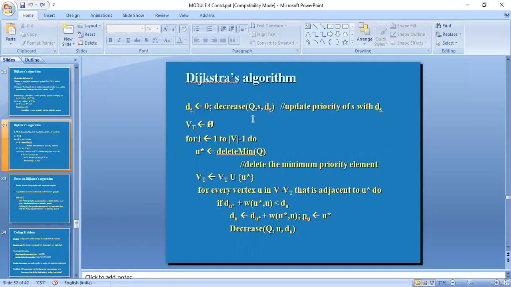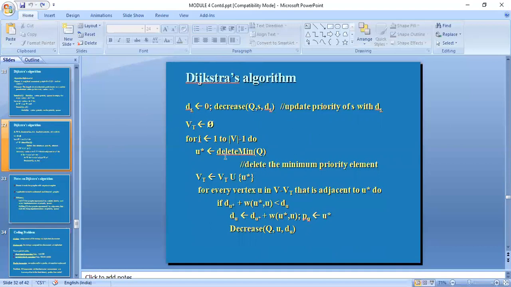Now what is the tree vertices? Tree vertices is null. So how many times you need to do it? We have already seen in the spanning tree that if there are n vertices, you will be having n minus 1 edges for the spanning tree. Similarly, here also, if a vertex is considered as the source, remaining all the vertices will be considered as the destination. So the loop has to be repeated n minus 1 time. That is nothing but V minus 1 time.